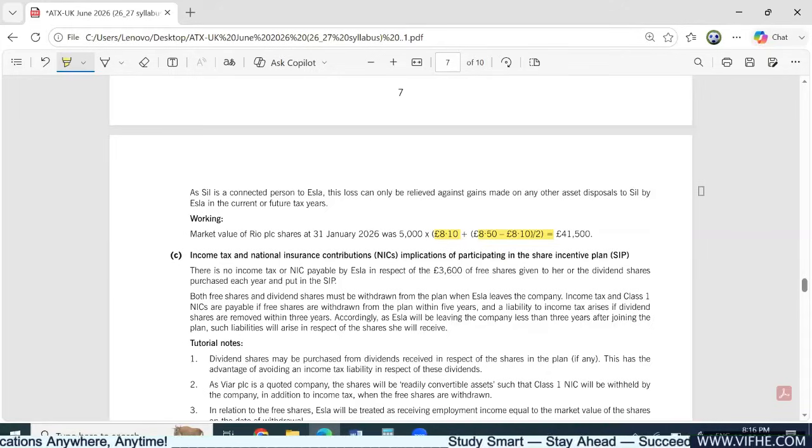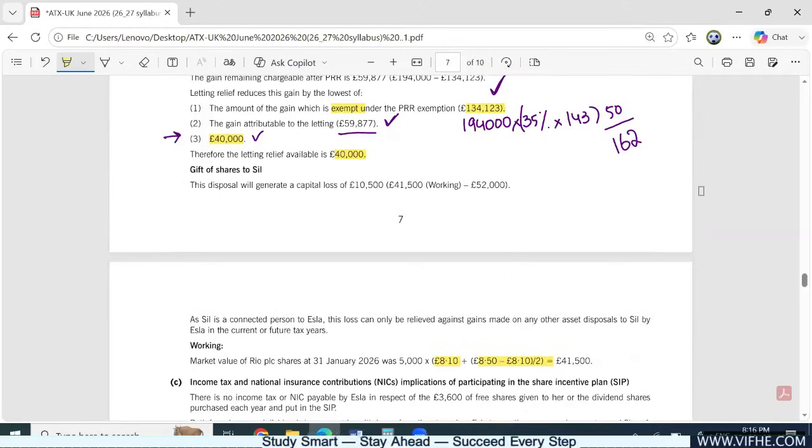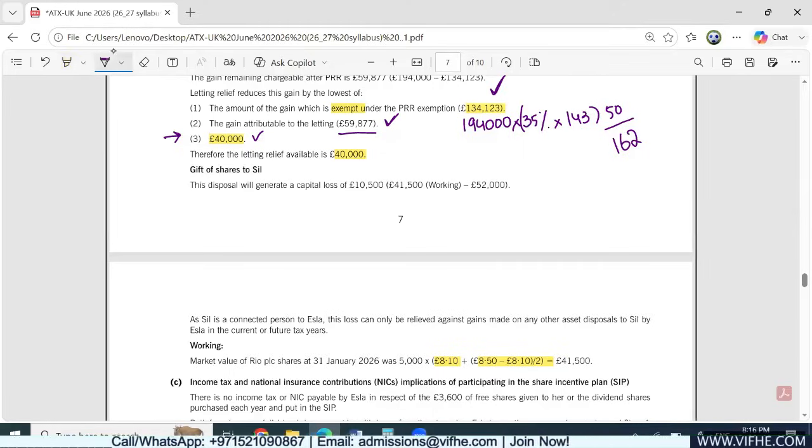So whenever shares of quoted companies are given, it is basically the lower quoted price plus half of the difference between the highest quoted price and the lower quoted price, added together to see what the market value of each share is. It is in this case 8.3 pound per share. And when it is multiplied with the number of shares being gifted, it will give rise to a total market value of 41,500 pound.